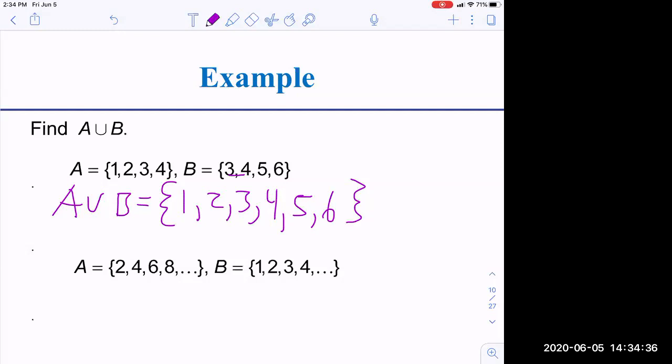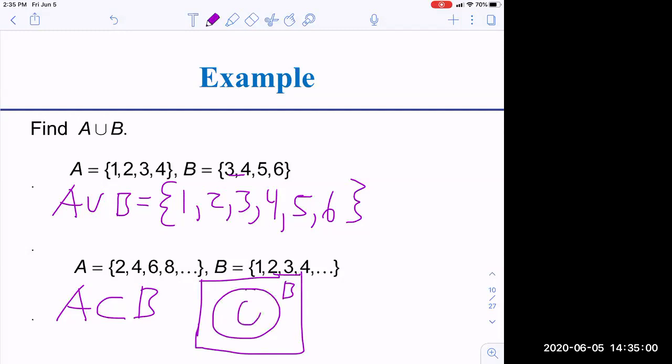In the second part, okay, B looks to be like the natural numbers, 1, 2, 3, 4, and so on. A looks to be the even numbers. Well, here A is actually a proper subset of B. That looks like this in a Venn diagram. There's B. A lives inside. So if we shade the union, looks to me like we just get B. So A union B here is just the set B.